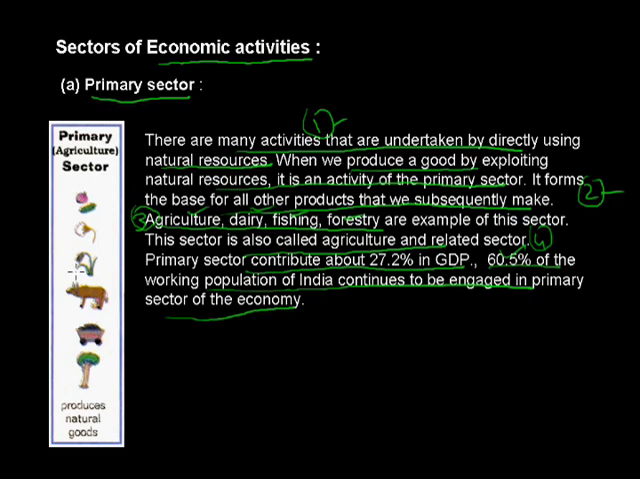You can see some of the examples. This one is the animal rearing, or you can say dairy. This one is the mining. This one is the forestry. This one is the agriculture, horticulture, that is the production of fruits and flowers and various other things. All these come under the primary sector.